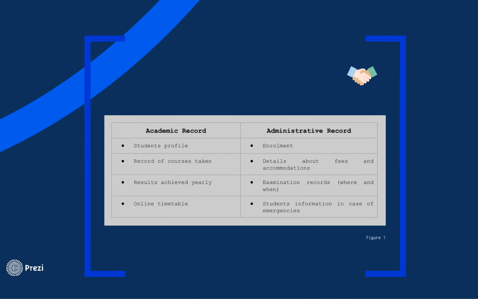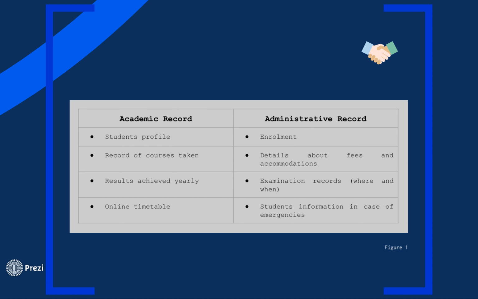For academic records, users should be able to access and update student profile, records of courses taken, results achieved yearly, and online timetables. For administrative records, the features of the system must include enrollment, details about fees and accommodations, examination records, and emergency information.